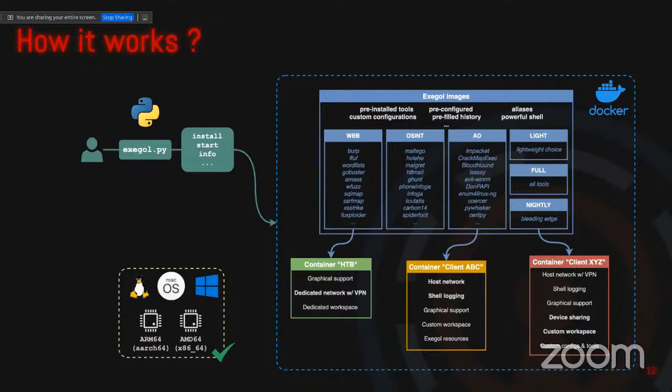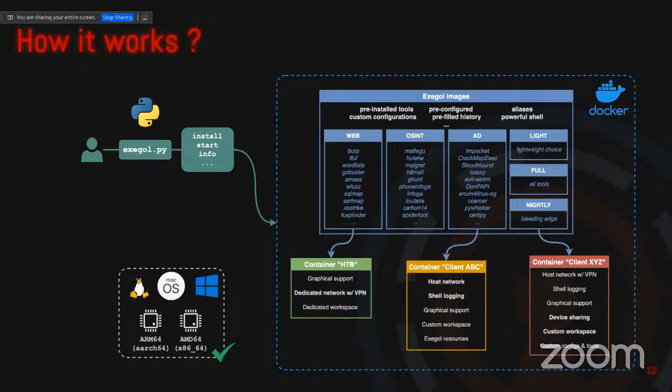For example, when using Hack The Box to do some labs or learning, etc., I need graphical support, which is configured by default. I need a dedicated network VPN, which means I will be connected to the Hack The Box network, but isolated, meaning that my host cannot reach Hack The Box, Hack The Box cannot reach my host, but only my container. And that's the only thing I need. Everything I will do will be from my container. That's like a new machine.